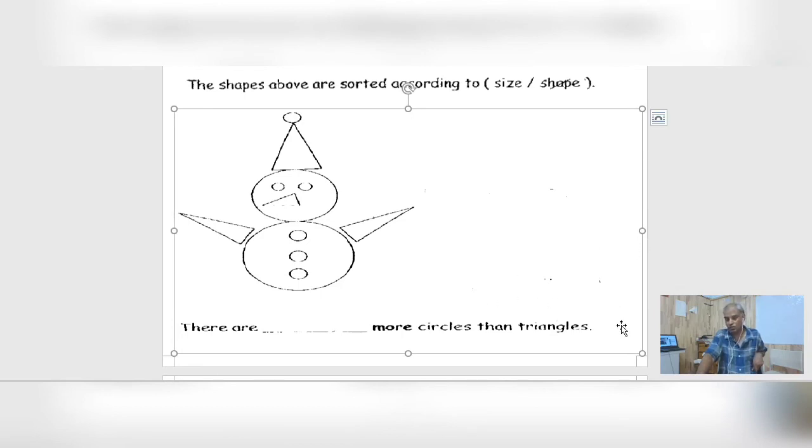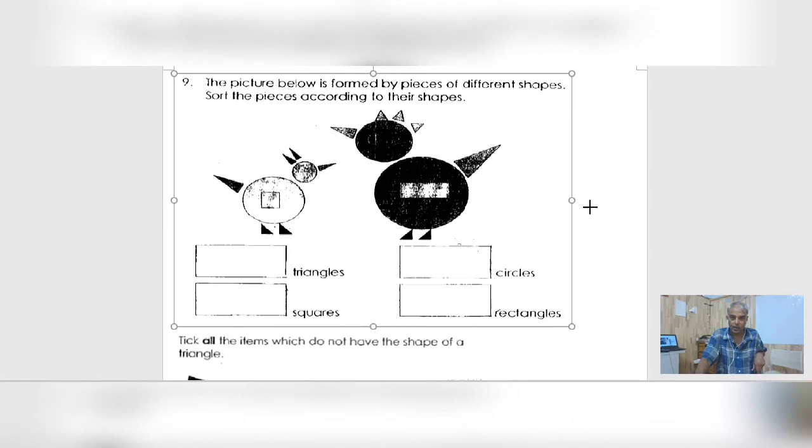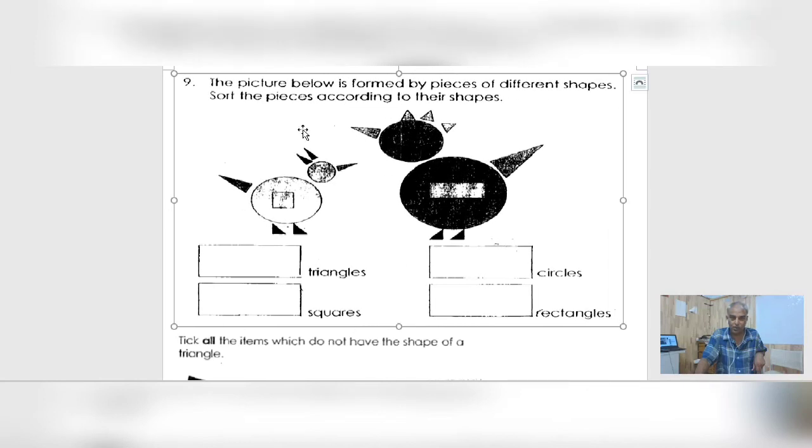Okay, so for these questions, play and pause the video, look at the figure, and then figure out how many shapes there are and what the question says, and according to that you have to answer. Okay, next question again is about the same thing. Now the picture below is formed by pieces of different shapes. Sort the pieces according to the shape. Okay, so you have to do that.